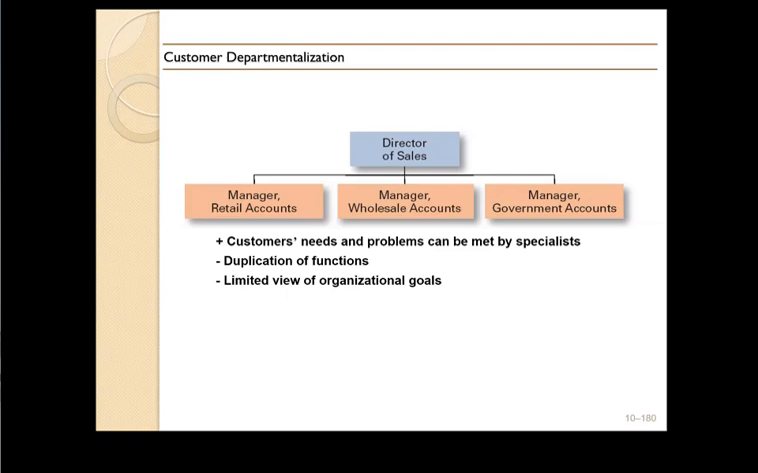Right. But there are some disadvantages, like the duplication of function as well, right? In each of the retail accounts, you will need the jobs of human resources management as well, for example, right? And you've got that in the main office and for each of the customer departments as well. Right. So that's the duplication of function, and it will lead to some inefficiency in using the resources.